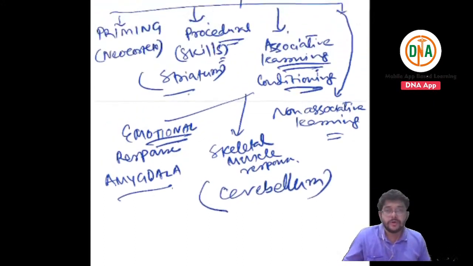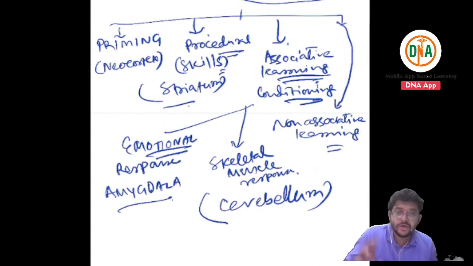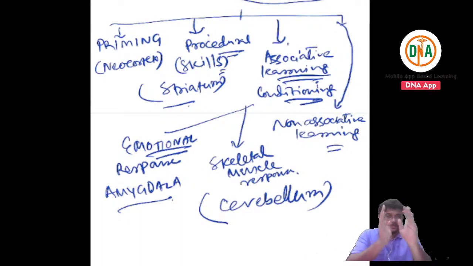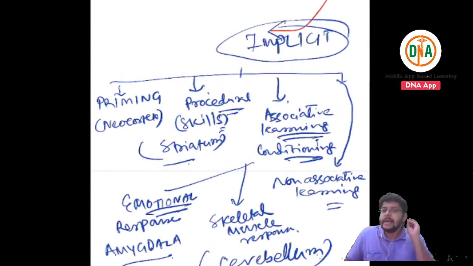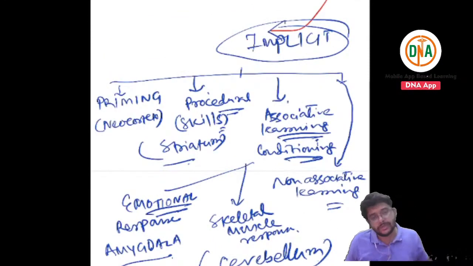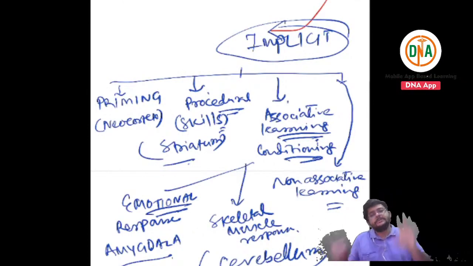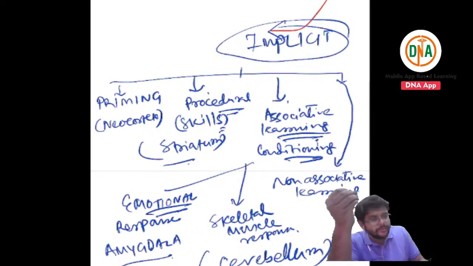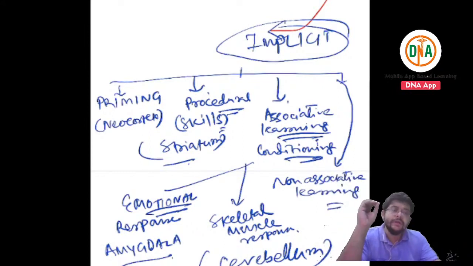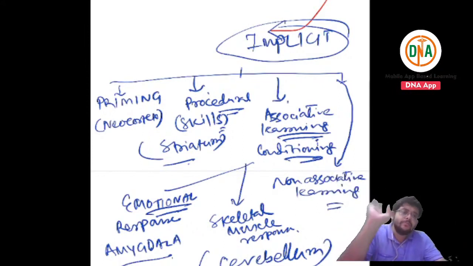Before we move on, I think it will be a little bit difficult for you, so let me take it step by step. First of all, we are classifying implicit memory, which is this: priming, procedural, associative learning, non-associative learning. Priming happens in neocortex. That's a part of cortex. That's a brain part. Even if you don't know neuroanatomy, you can still remember that it happens in neocortex.